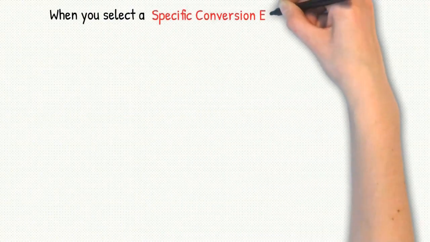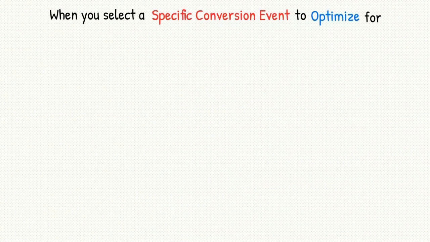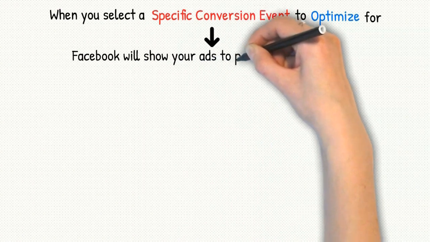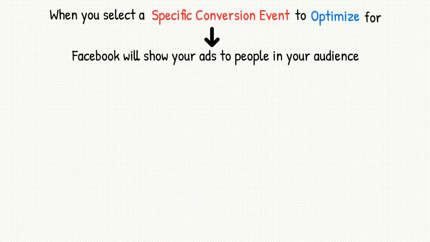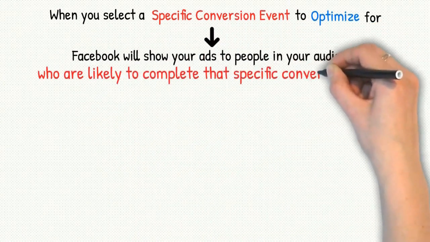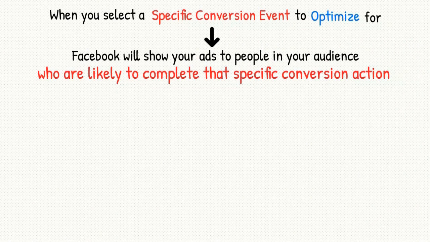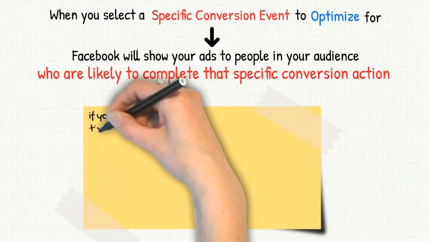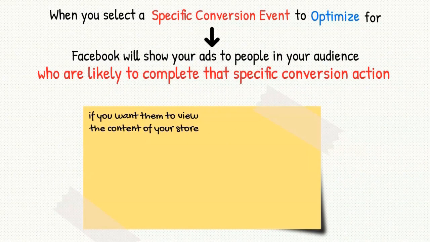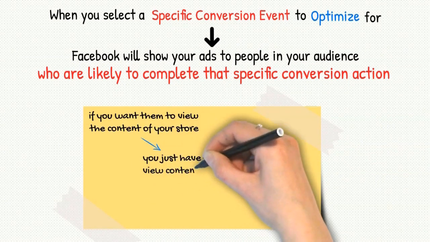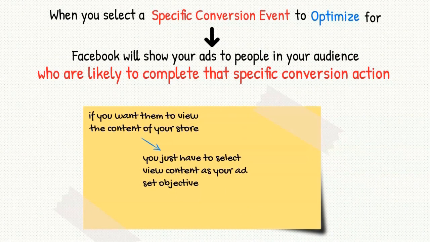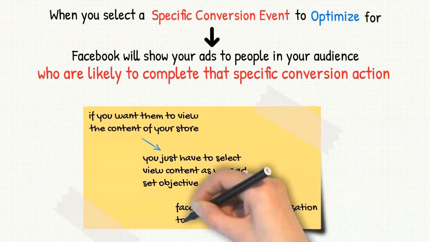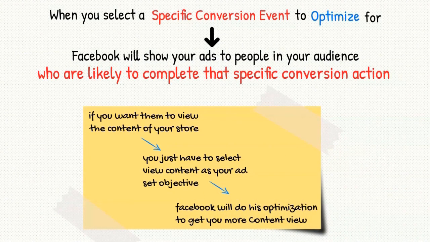When you select a specific conversion event to optimize for, Facebook will show your ads to people in your audience who are likely to complete that specific event. So if you want your audience to view the content of your store, you just have to select View Content, and Facebook will do its optimization to get you more content views.